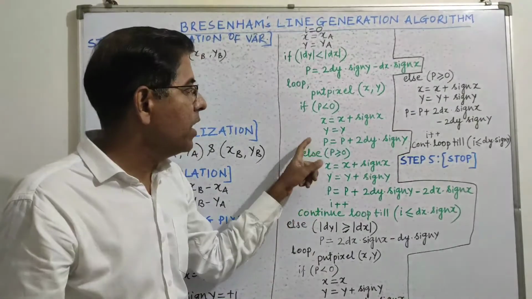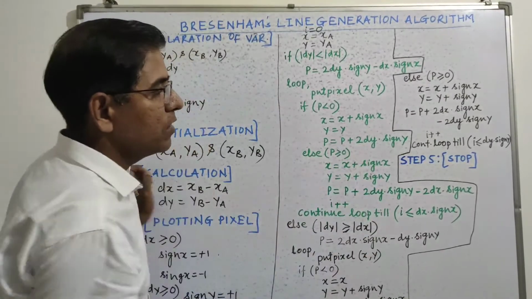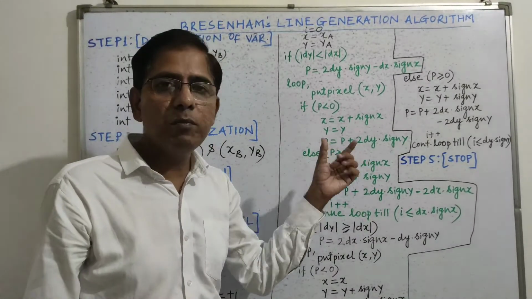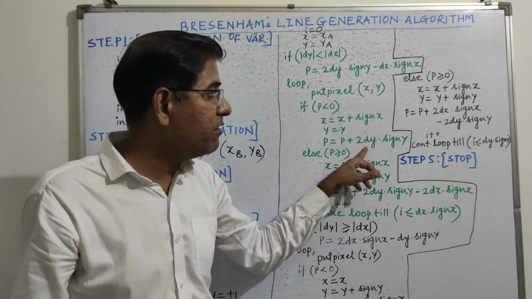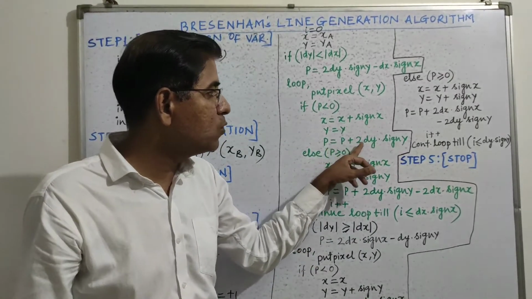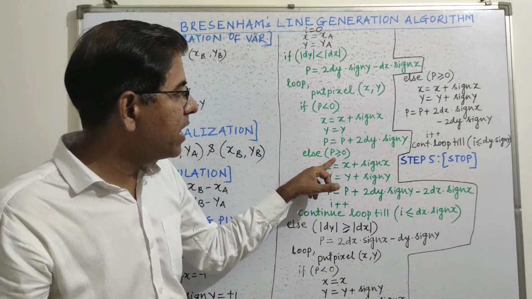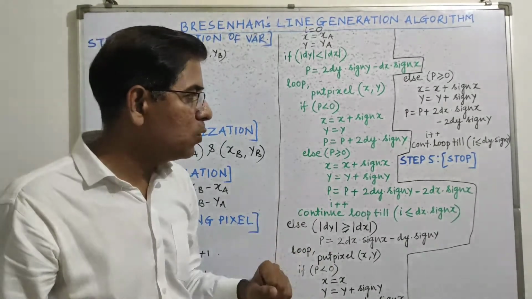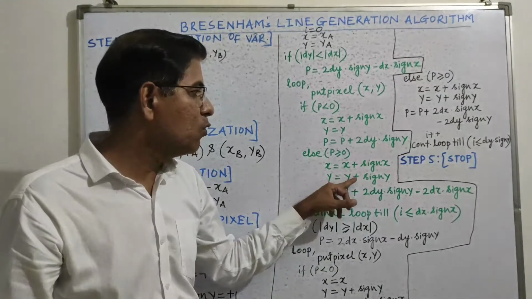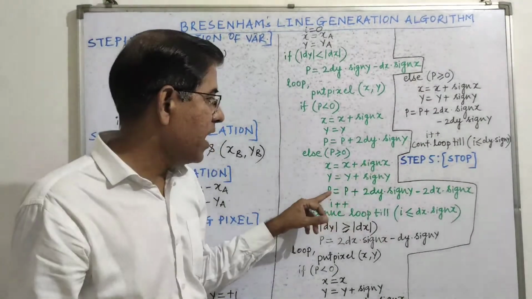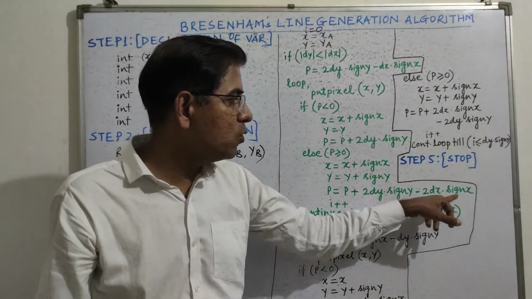y will remain same, and p is equal to p plus 2 dy. It was p equal to p plus 2 dy that we have derived, but if you attach sin y with dy, then it becomes p equal to p plus 2 dy into sin y. Then else condition, p is greater than or equal to 0. So here x is equal to x plus sin x, y is equal to y plus sin y, and p equal to p plus 2 dy into sin y minus 2 dx into sin x.